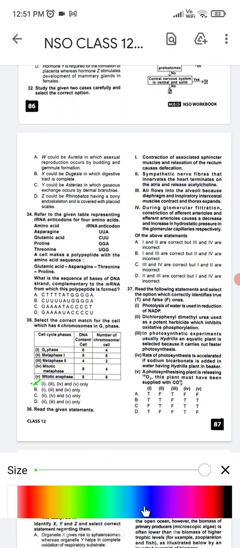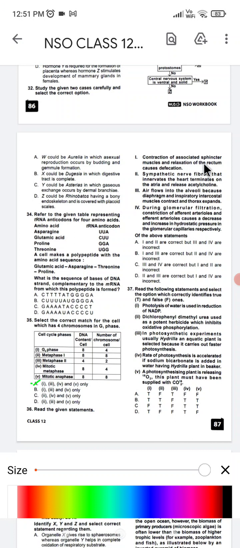After that we have the next part of the chapter. In the next part of the chapter, now what we have, read the given statement. Okay, we have to read the statement. There are how many statements? 4 statements have been provided.